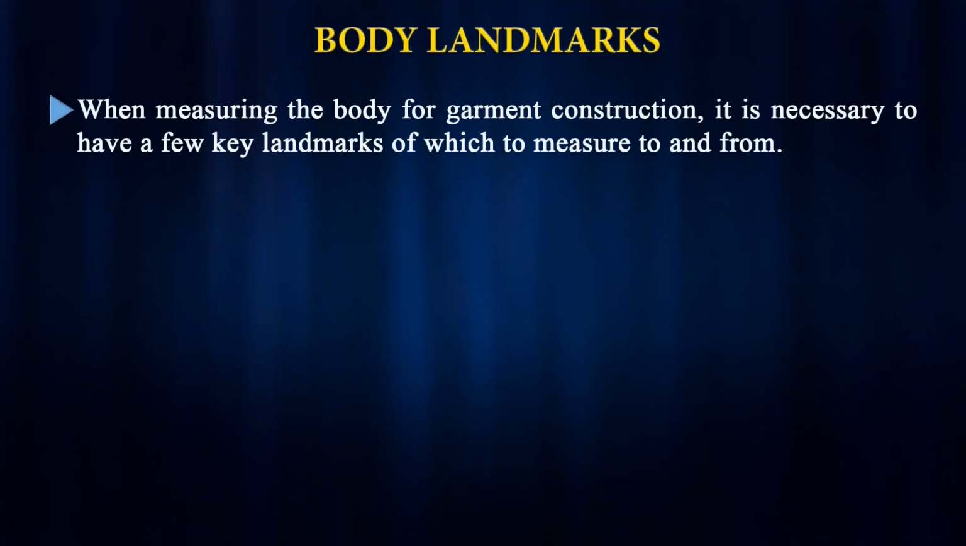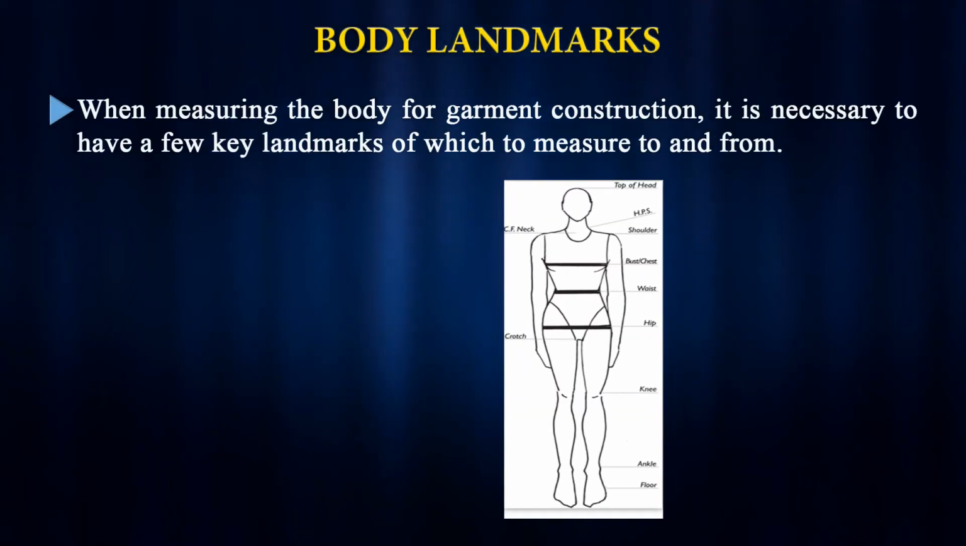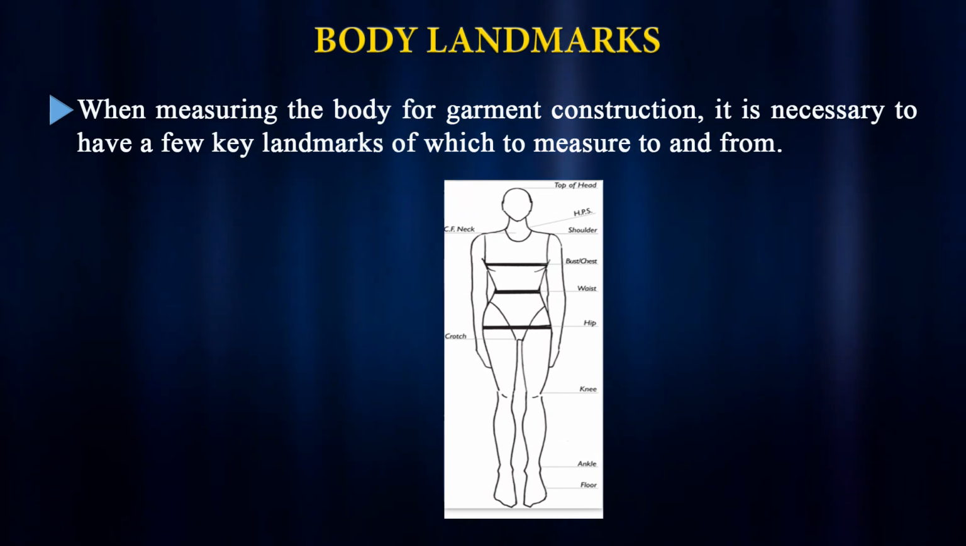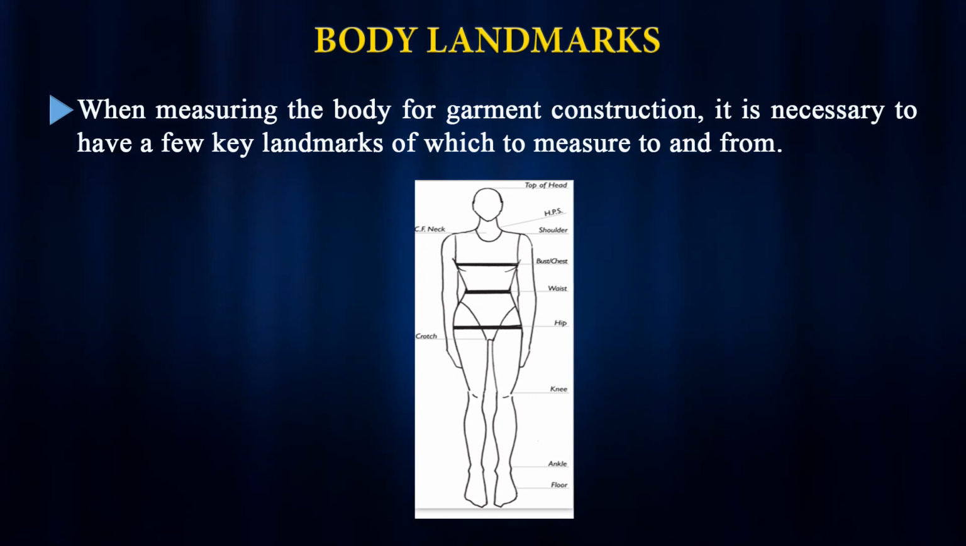Then there are different body landmarks we see in our body, because we talked about the process of taking measurement. In that we discussed the three types, the girth, horizontal and vertical. But there are some different body landmarks in our particular body which should be kept in mind while taking a body measurement. When measuring the body for garment construction, it is necessary to have a few key landmarks from which the measurement is created and formed.